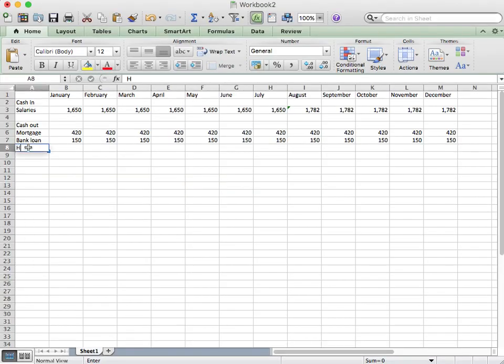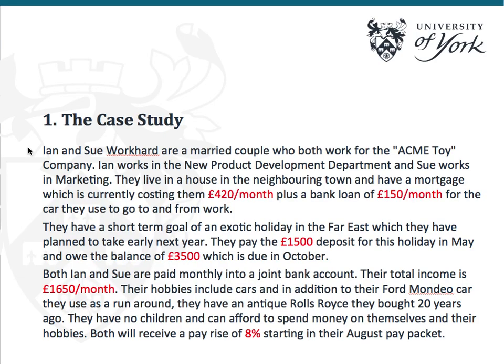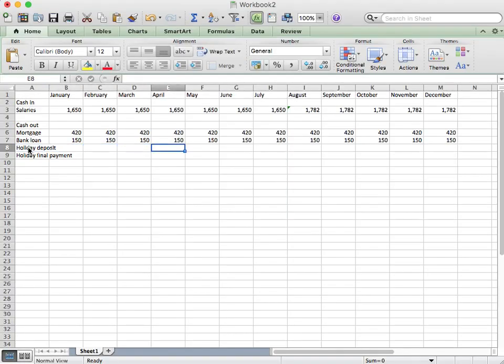So holiday deposit and holiday final payment. And the deposit, you can see, is due in May. So we've got 1,500 in May, and the final payment is 3,500 in October. Okay, so we've got those in the right months.